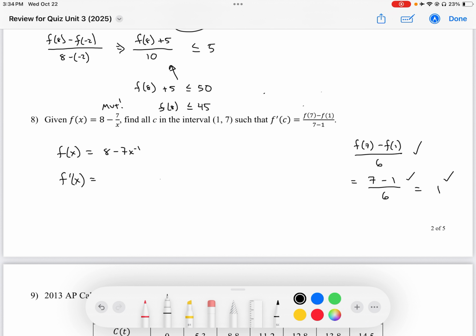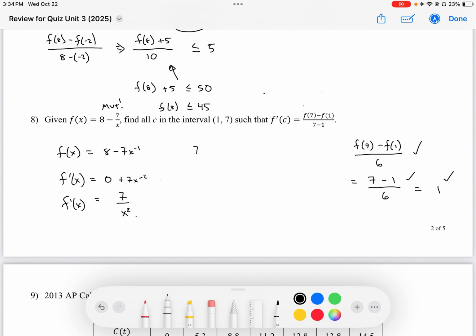Okay, f prime of x equals 8 minus 7x to the negative 1. So the derivative of 8 would be 0. Now my pen isn't working. 0 plus 7x to the negative 2, which is just 7 over x squared. Okay, yeah. So that was kind of a silly mistake, but I persevered, which is good.